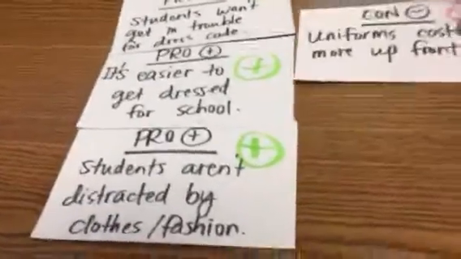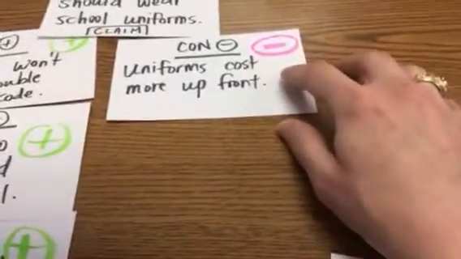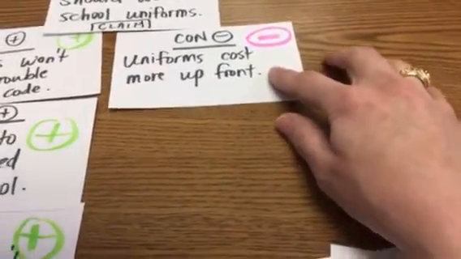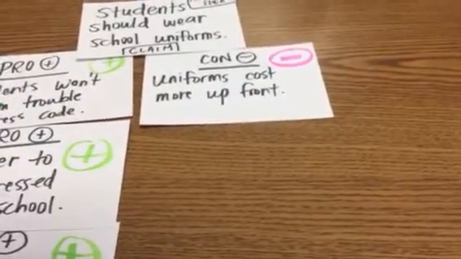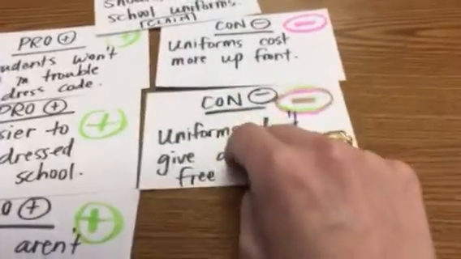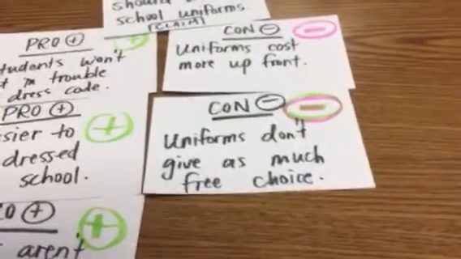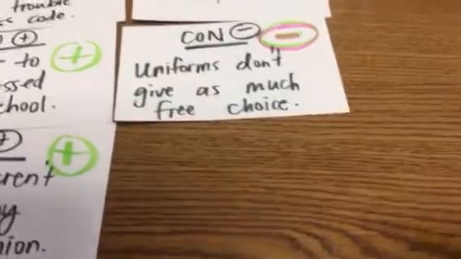I also have 3 cons, which are against my claim. My claim that, of course, students should wear school uniforms. So my con is that uniforms cost more up front. You have to buy the uniforms before the school year starts a lot of times, and you buy a lot of them all at once, and they do cost money up front. Uniforms don't give as much free choice to students. Obviously, without uniforms, you get to choose kind of what you get to wear. There are limitations, but you have more choice without uniforms.